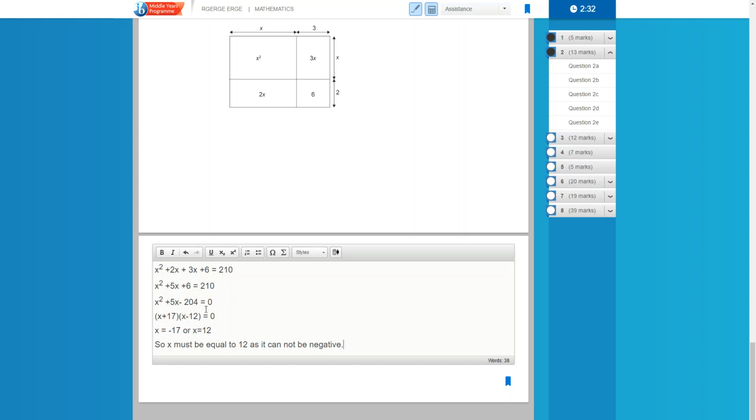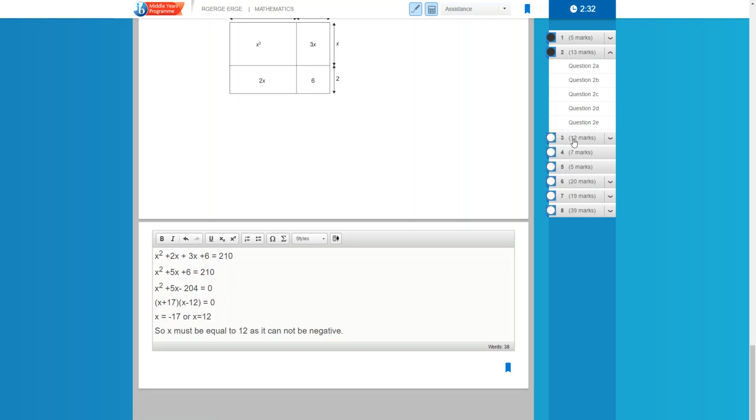Okay, you could use the quadratic formula, most of you did. But you need to actually simplify it down as much as possible. Okay, question 3.